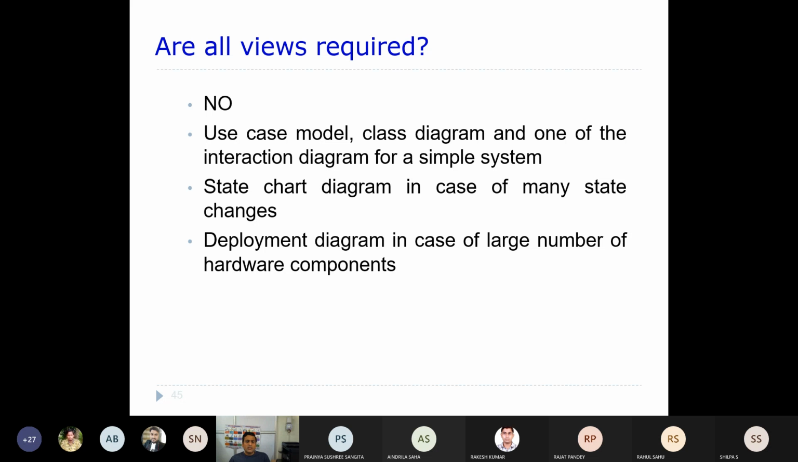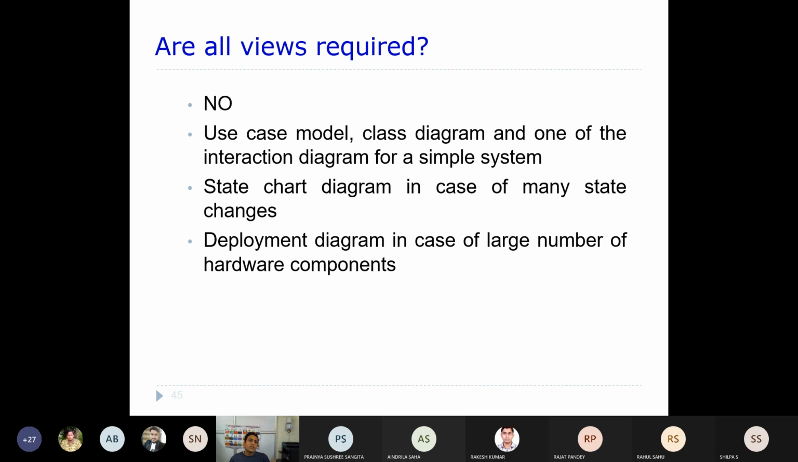But let's say, for example, as part of that particular system, you have a lot of objects, and these objects keep on changing their state. In that case you need to capture using a state chart diagram. And a deployment diagram in case you have a very large number of hardware components, as I told you, and once the software components are implemented, you need to put them into all of these hardware components.